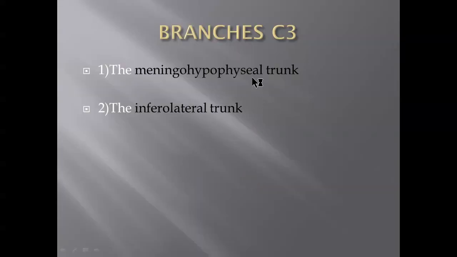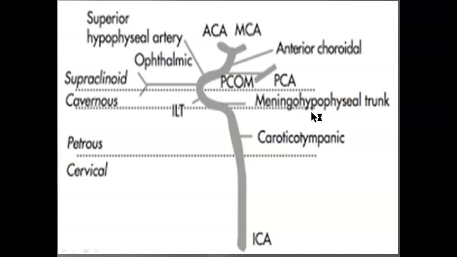Now, the main branches of the C3 segment, the cavernous segment, were the meningohypophyseal trunk and the infralateral trunk. As the name says, hypophyseal, that is we are talking about the pituitary gland. So the main structures which they supply are the pituitary gland and the dura mater. Here we can see the meningohypophyseal trunk, a branch from the cavernous segment. Here we can see the infralateral trunk, also part of the cavernous segment.